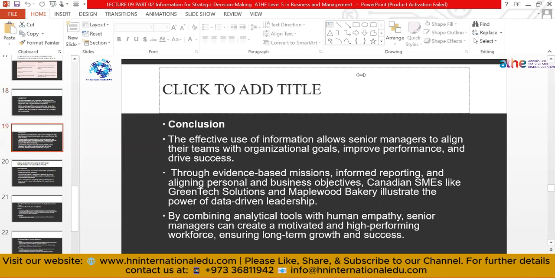Conclusion: the effective use of information allows senior managers to align their teams with organizational goals, improve performance, and drive success too, through evidence-based mission, informed reporting, and aligning personal and business objectives. These were the three points which we did in depth. Canadian SMEs like Green Tech Solutions and Maplewood Bakery illustrate the power of data-driven leadership. By combining analytical tools with human empathy and credibility from the human side, senior managers can create a motivated and high-performing workforce, ensuring long-term growth and success. And this is the reason why brands that have been running since the 90s still exist today.